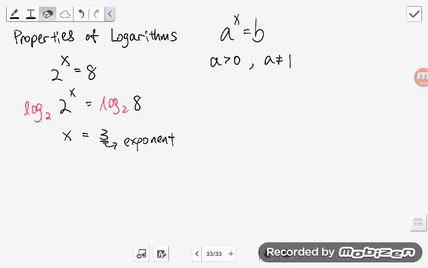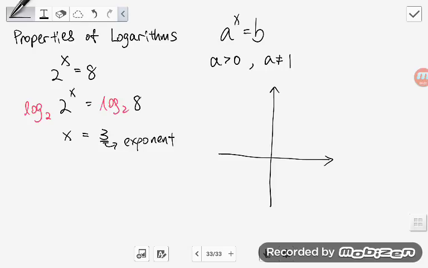Okay, so there are a few properties, just like the exponential functions. Exponential functions have some properties, like domain and range. If you're not sure, please refer back to the previous video. We also have some properties about logarithms. So let's take a look. Now I'm going to start by looking at the graphs. If you have internet access, feel free to open Desmos and put these two equations in.